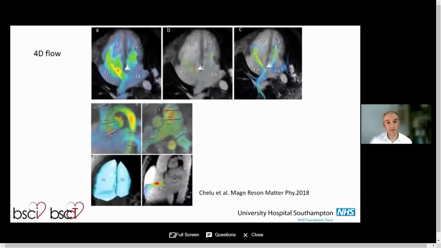One area which has seen huge growth over the last few years because of increasing computing power and scanner technology is that of 4D flow, not something that we have available to us clinically at the moment at our institution, but we're working on it.